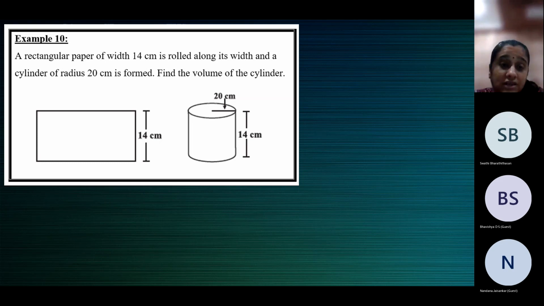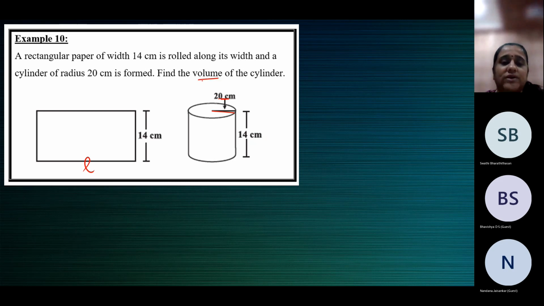A cylinder of radius 20 centimeters is formed. Find the volume of the cylinder. You can see the figure is given to you. In the figure, we do not know the length of the rectangle. We know the breadth of the rectangle is 14 centimeters. When it is made into a cylinder, the radius of the cylinder is 20 centimeters and the height of the cylinder is 14 centimeters.